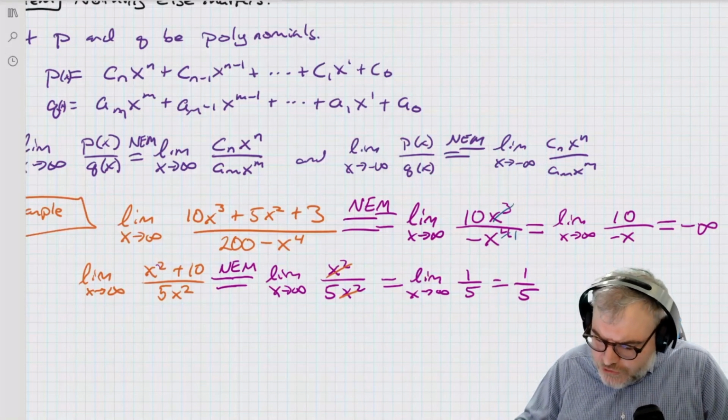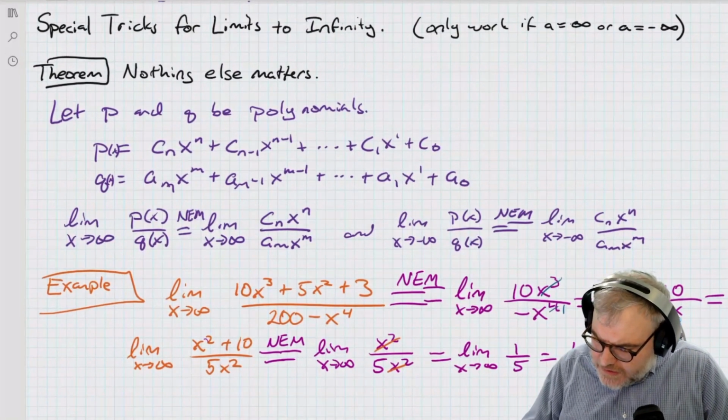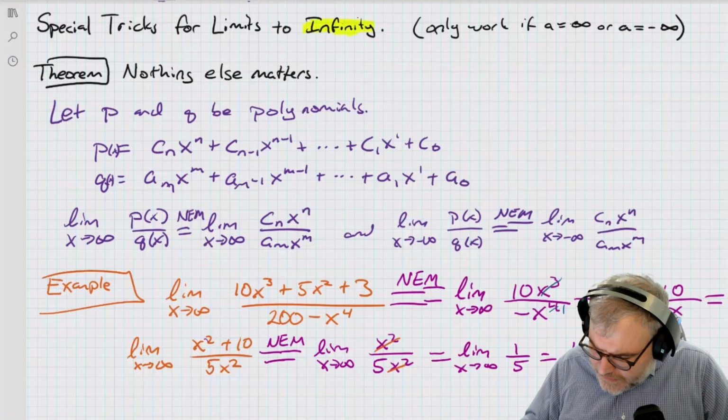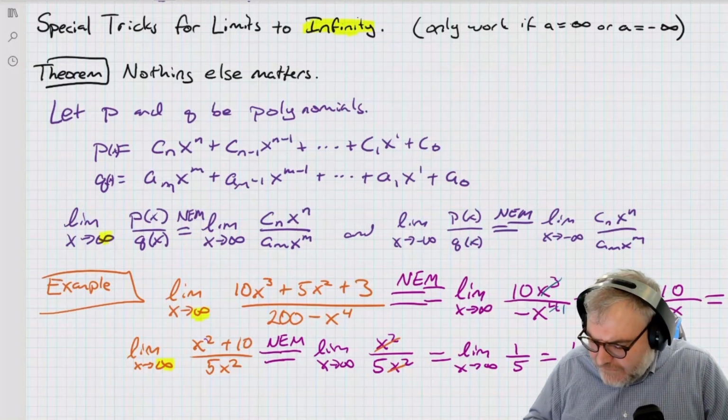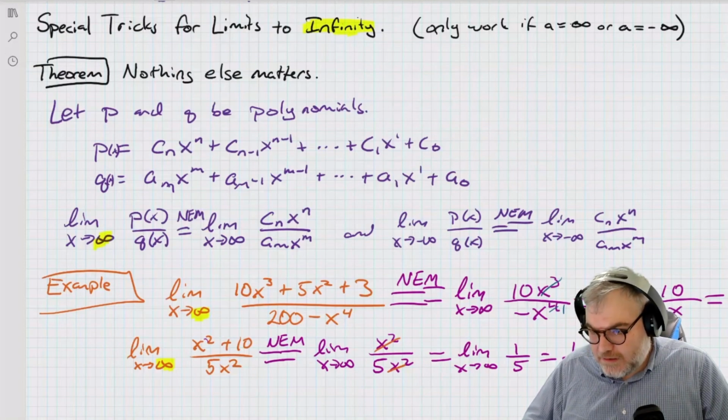But again, these are tricks that only work for limits to infinity. So this only works when that's infinity or negative infinity. It would work for negative infinity too.